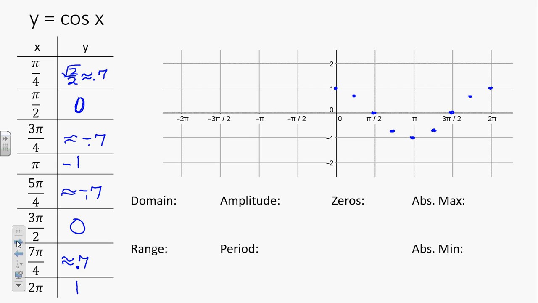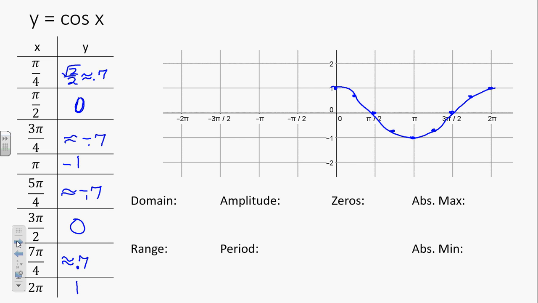So when you think about the cosine, it's starting high. At 0, it's all the way up at 1. And it ends high, whereas sine started in the middle and ended in the middle. Okay. Now we just do the same thing going backwards.